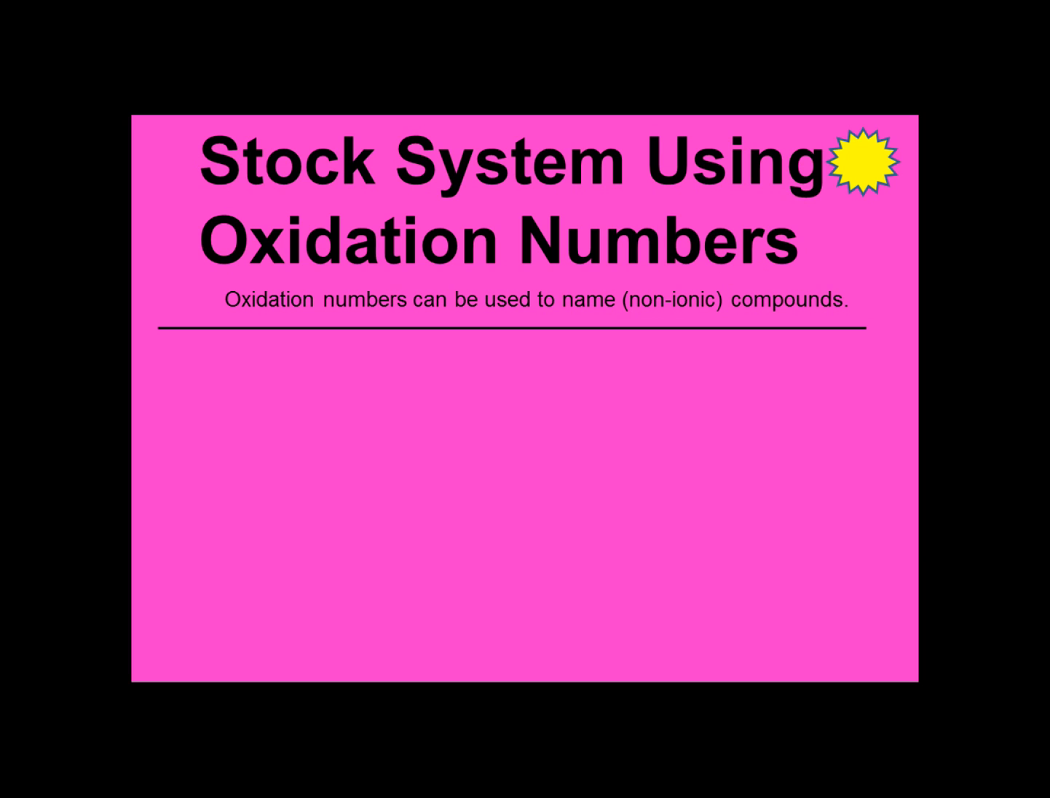Okay, so stock system using oxidation numbers. Now, oxidation numbers can be used to name non-ionic compounds. So far, when we talk about charges, we're talking about an excess or a deficit of electrons on particular elements, and that gives them a charge. Well, sometimes we can use this concept of oxidation numbers not to mean charge, but as an artificial way of keeping an inventory of electrons. So keep in mind, a charge on an element will always be an oxidation number, but the oxidation number of a particular element is not always its charge.